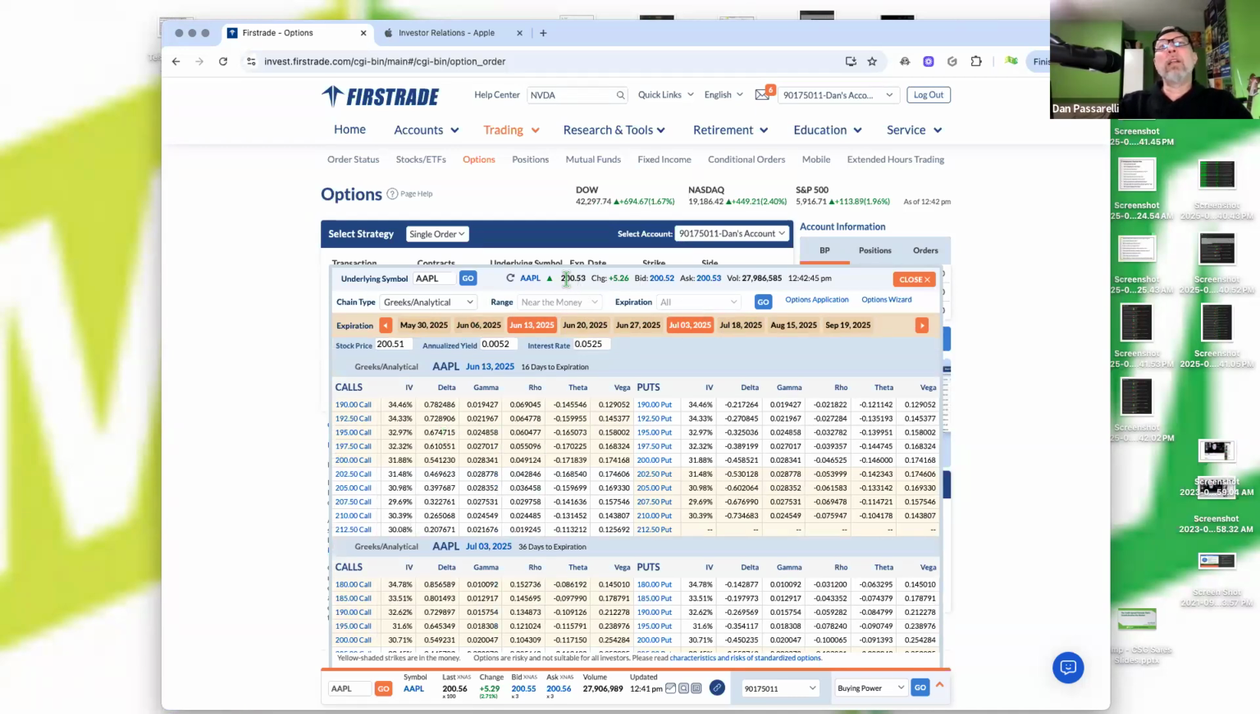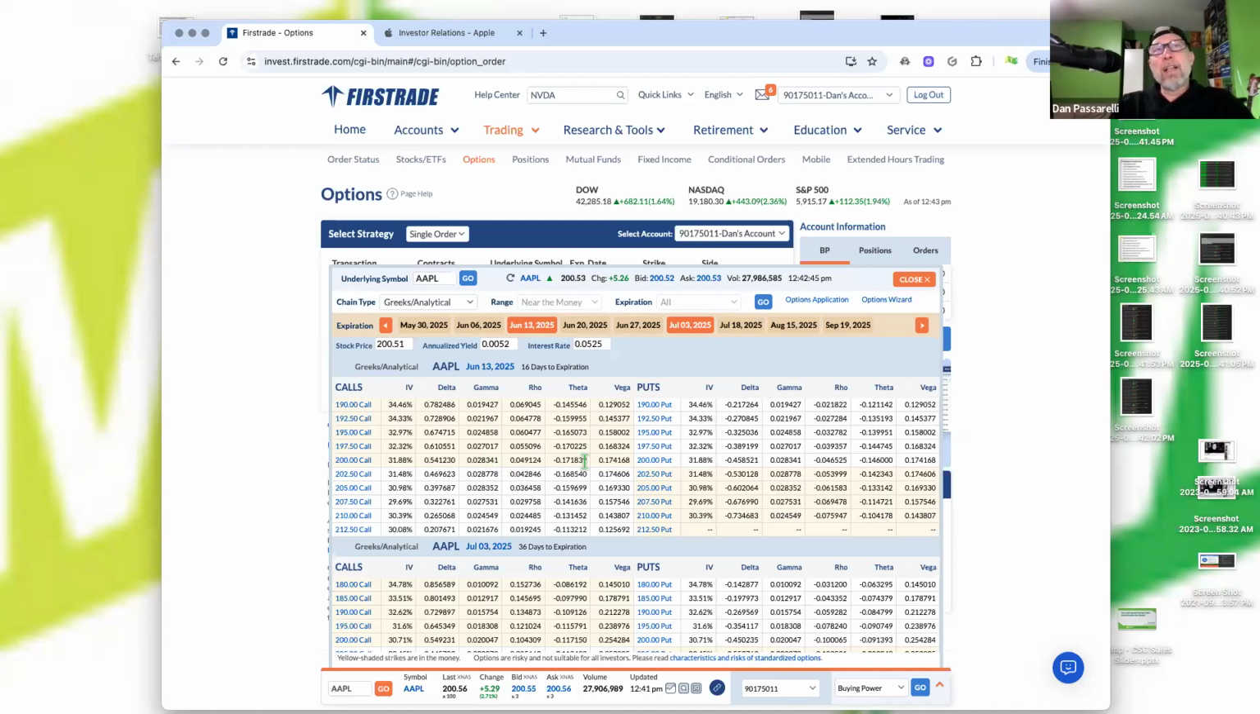So the at the money is going to be the 200 strike because we're at 253. The theta, what's theta? Who remembers what theta is? Theta is how much the options lose per day.